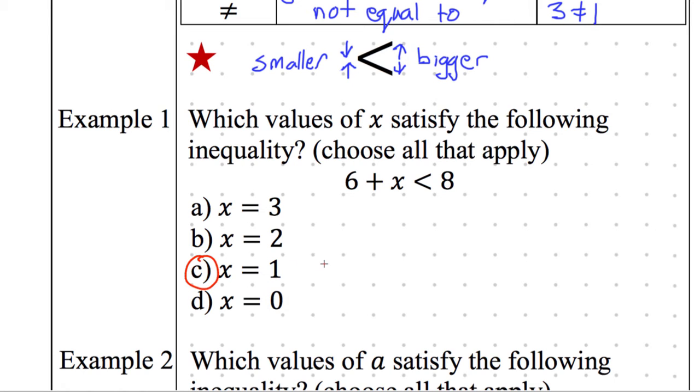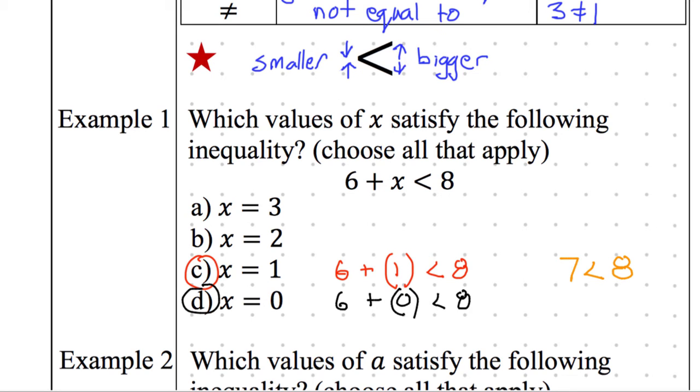So you're saying C is an answer because I can say 6 plus, I'm substituting, so I put parentheses, I know it seems kind of dumb because we don't really need it, 6 plus 1 is less than 8, and that turns into 7 is less than 8. Which is true, right? So C is an answer. What's another answer? Monse. D, as in dog, as in delta. Because if I do 6 plus that 0 that I sub in is less than 8, that simplifies to 6 is less than 8.